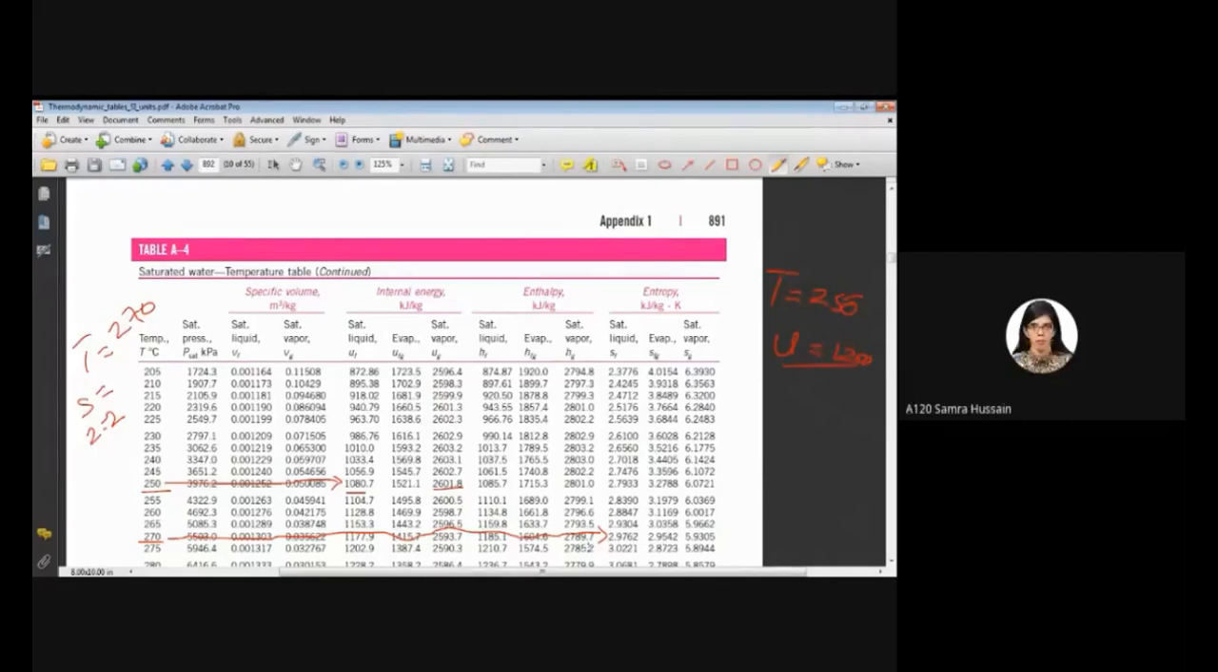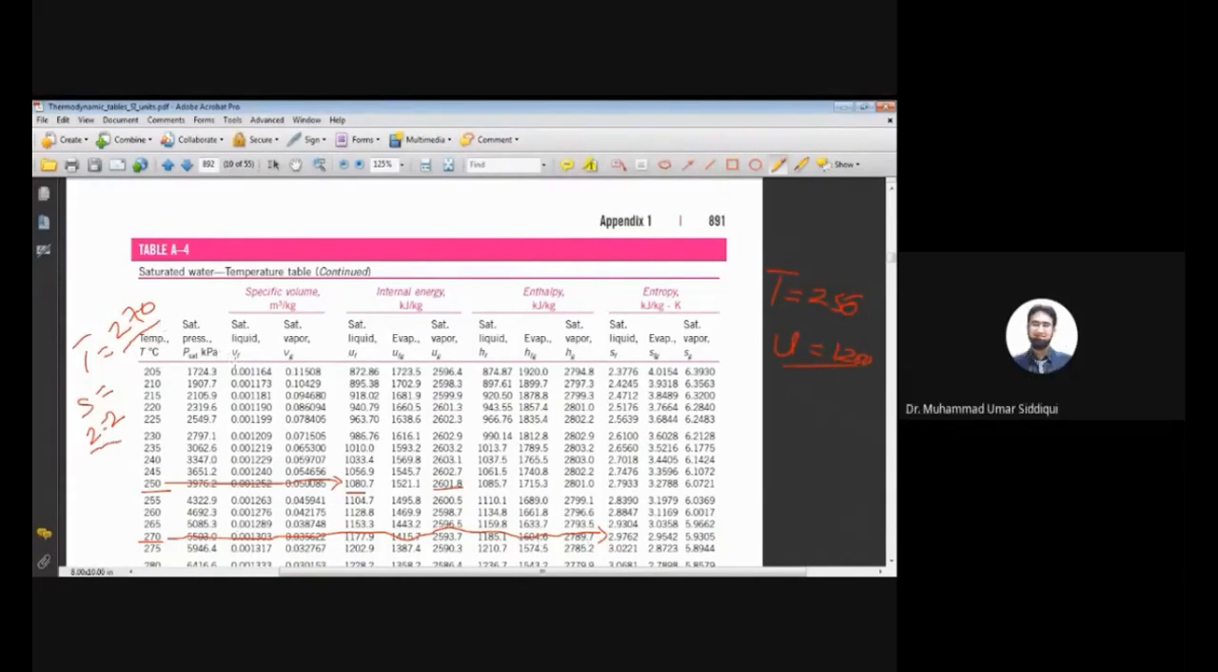Sir, we're in the wrong table, because 2.2 is less than 2.9762. Which one should be the correct table? Compressed liquid or superheated? Compressed liquid. Perfect. Is it clear so far to everybody? Yes, sir.